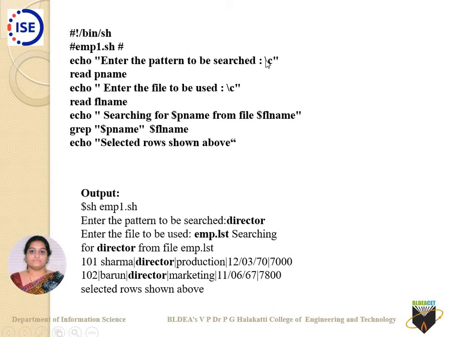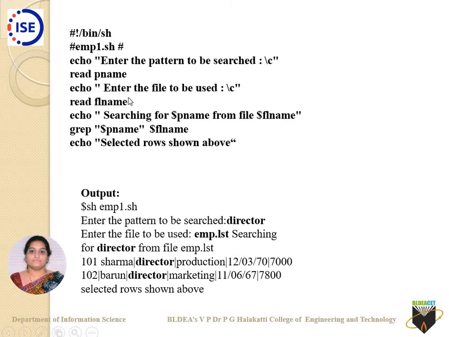I am using the feed operator called \c. You know very well what \c is: on the same line, it will wait with a tab as spacing, and it will be waiting for your entry. The cursor will be waiting there. At this cursor waiting position, what will be read? Read p name. So I am reading the pattern name here, using this command called read.